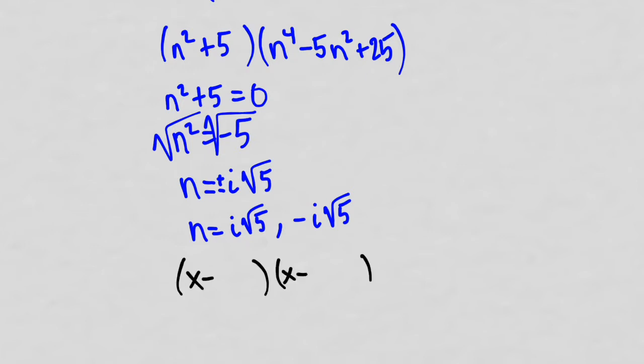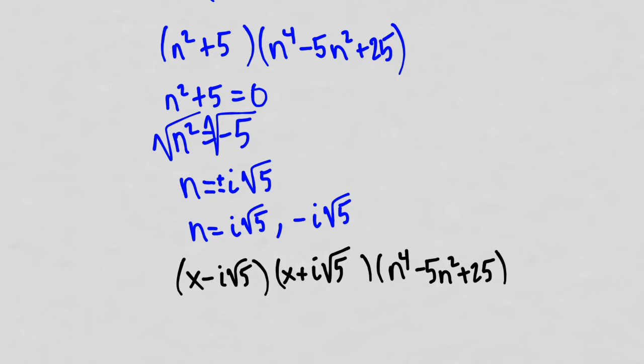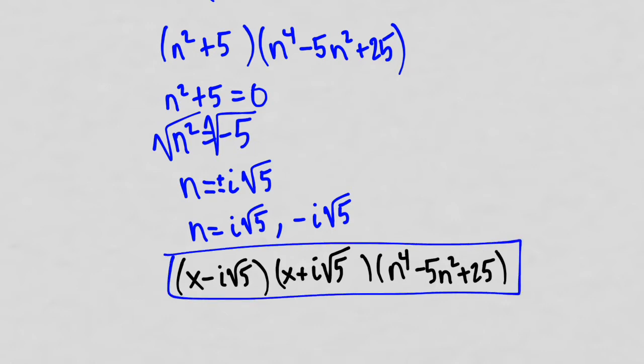Always x minus i radical 5, x plus i radical 5, and then the other final factor is the one we couldn't factor, this one. We can't do anything with that one, so we leave it alone. N to the fourth minus 5n squared plus 25. And now it's completely factored. There are two zeros that we found, and there are four others that come from here that we have no way of finding right now.